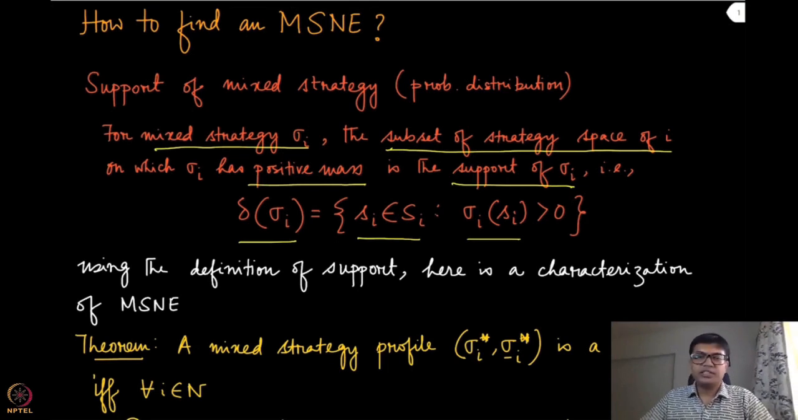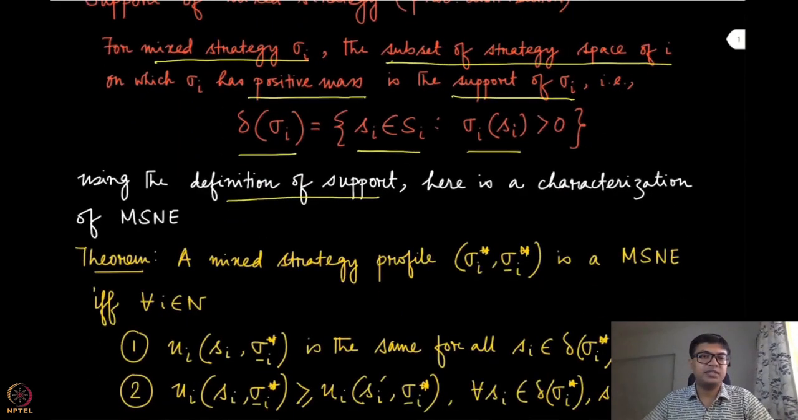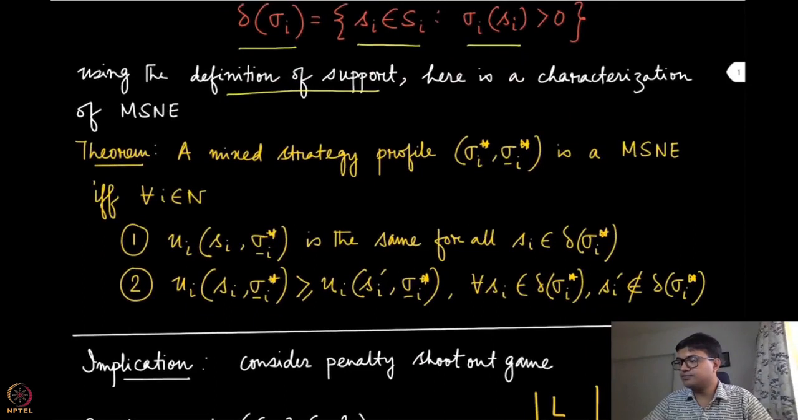So using this definition of the support, now we are in the right position to define the characterization theorem. Characterization, as it means, gives a necessary and sufficient condition for the mixed strategy Nash equilibrium. That is what we mean by characterization results. Now, what is this characterization result? We say that a mixed strategy profile sigma I star, sigma minus I star is a mixed strategy Nash equilibrium if and only if, for every player I in this set of players N, two conditions hold.